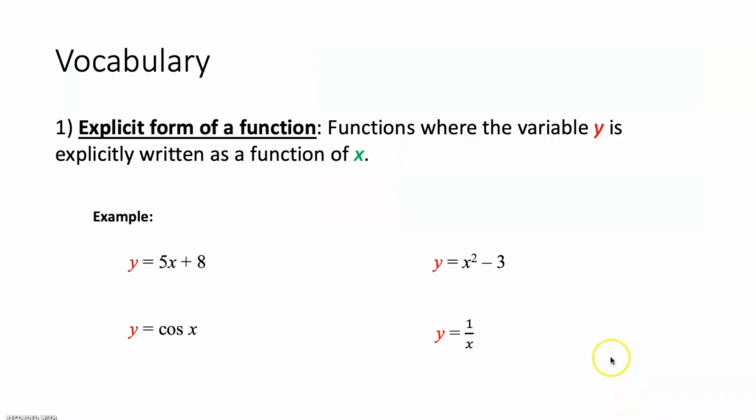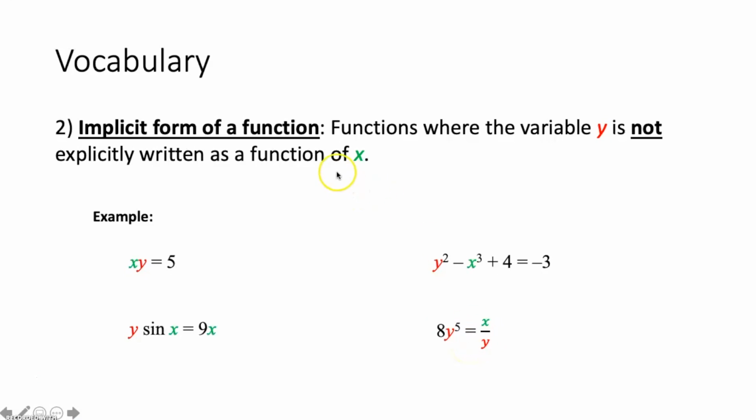First thing we're going to talk about is an explicit form of a function. Those are functions where the variable y is explicitly written as a function of x. So here you can see in our examples, we have functions where y is explicitly written as a function of x. y equals 5x plus 8. y equals x squared minus 3. y equals cosine of x. y equals 1 over x. We have our dependent variable explicitly written as a function of our independent variable.